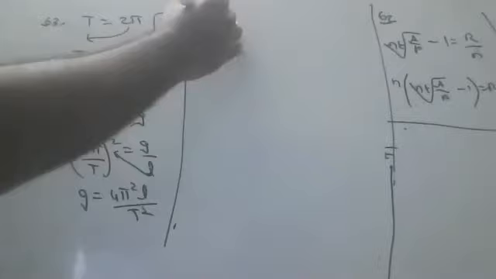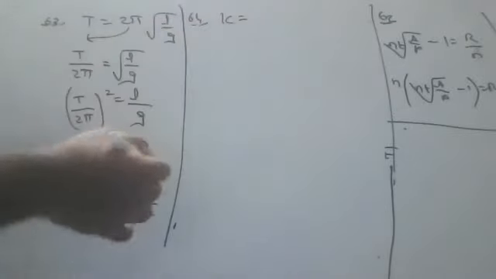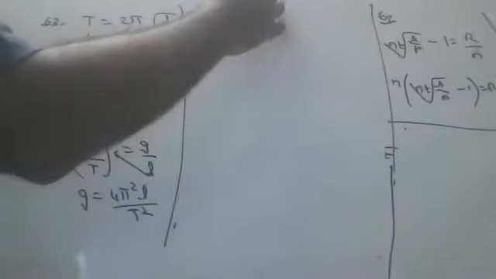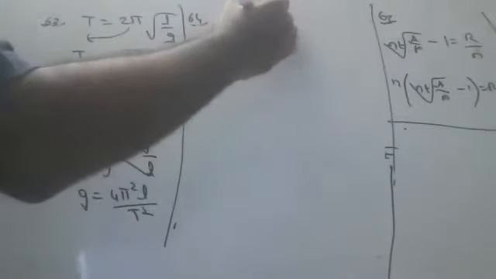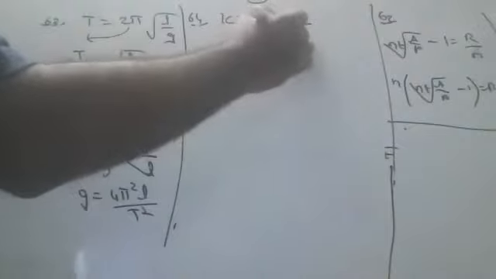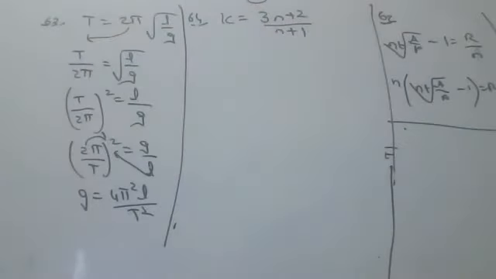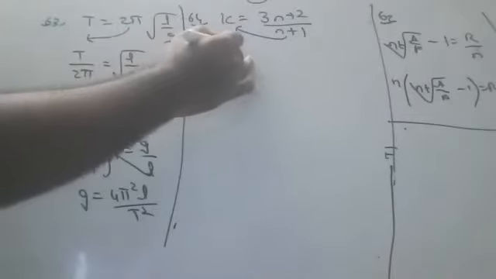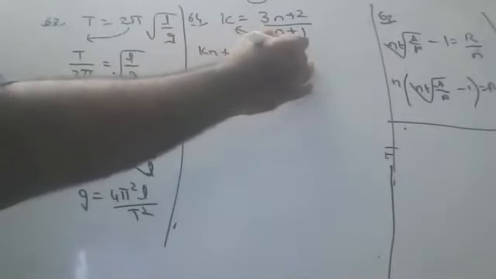Okay, whatever it may be. Next sum is coming as: we have to make N as a subject in K is equal to 3N plus 2 by N plus 1. Anyone wants to give a try? So can I say? Tell them. Cross multiplication we need to do. So KN plus K is equal to 3N plus 2.